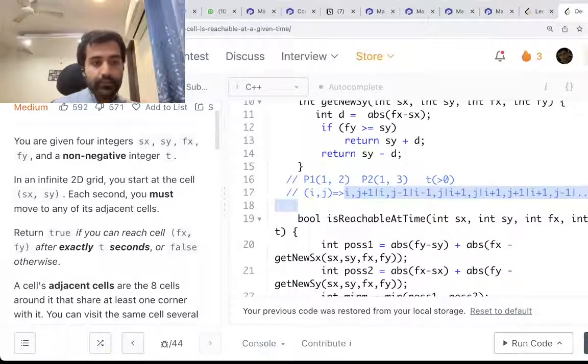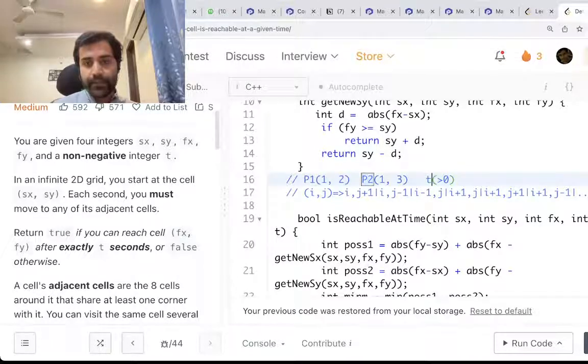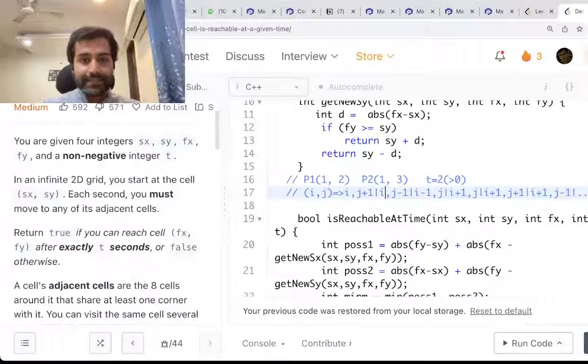And the intent of the question is to know whether you can reach from P1 to P2 after exactly t seconds. Okay, let's say this is your point P1, 1 comma 2, and this is your point P2, and the value of t is equal to 2. So what do you say? Is it possible to reach from 1 comma 2 to 1 comma 3 after 2 seconds? Yes or no?